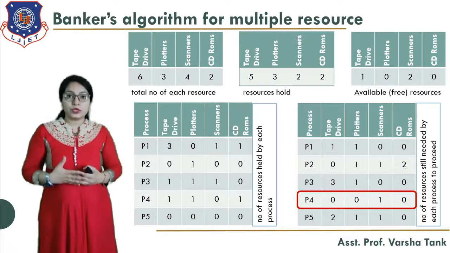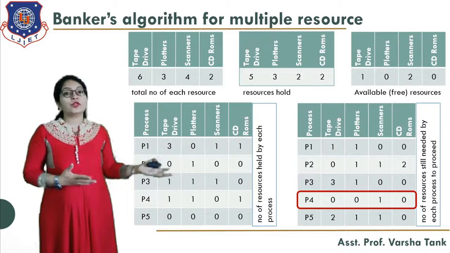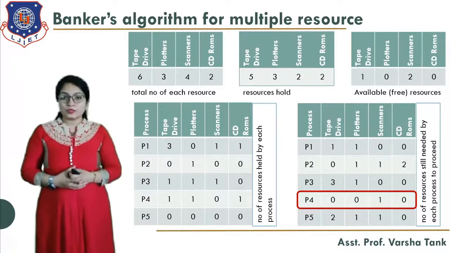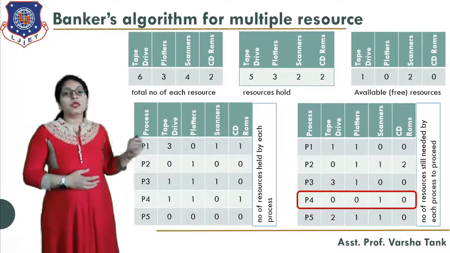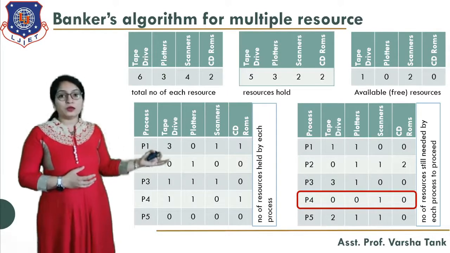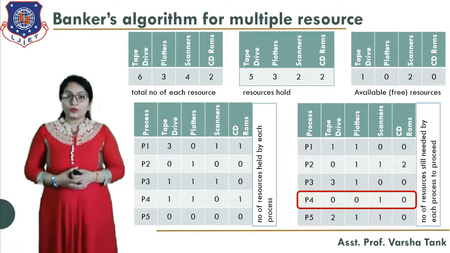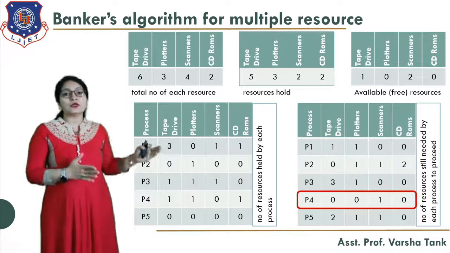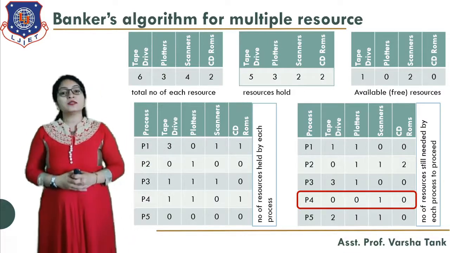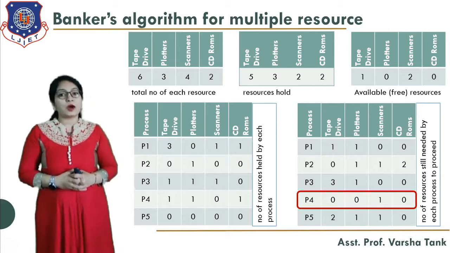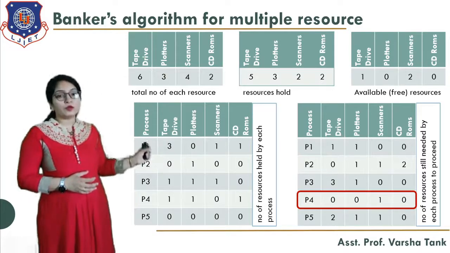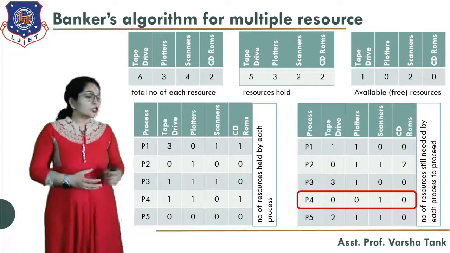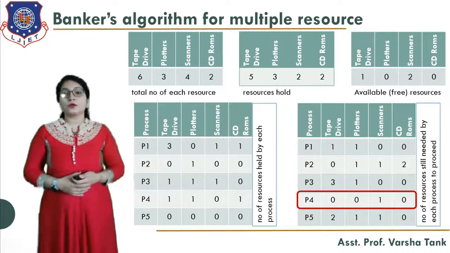Same way for process P2, we don't have the plotters, we don't have the CD-ROMs, so we cannot fulfill the request of process P2. Then for process P3, we again require 3 tape drives that we don't have. Got it? Now next for process P4, the requirement is 0010. So we can fulfill this requirement. So process P4 will be assigned the needed resource, that is 1 scanner.